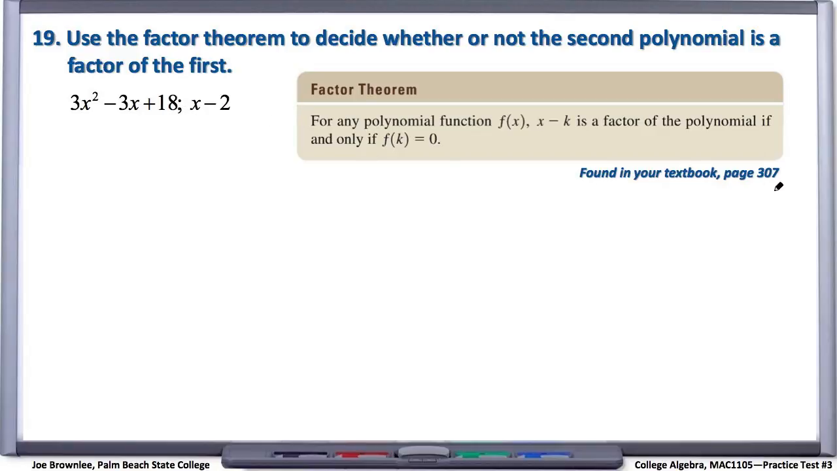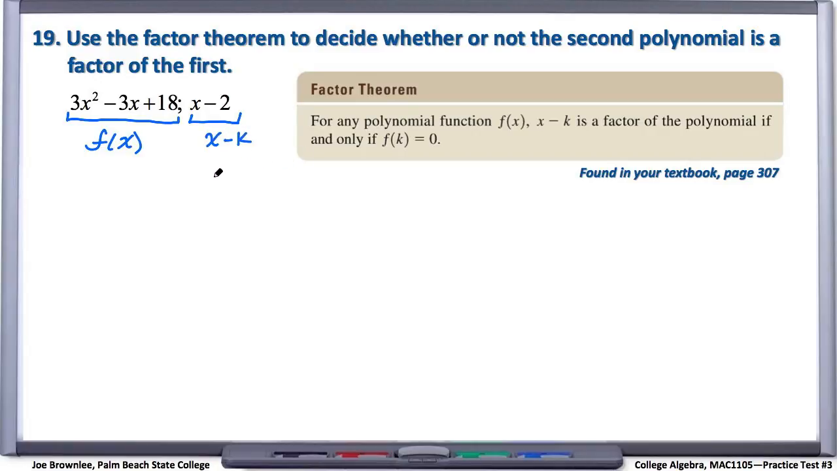And from your book on page 307, the factor theorem states that for any polynomial function f of x, and for number 19, f of x will be the trinomial here on the left. So this is f of x. For any polynomial function f of x, x minus k is a factor of the polynomial if and only if f of k equals 0. And so the x minus 2 binomial here is x minus k.